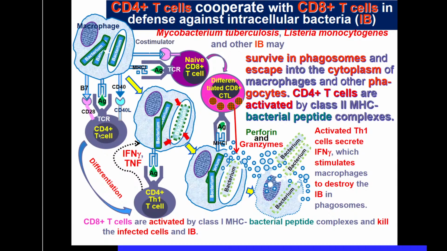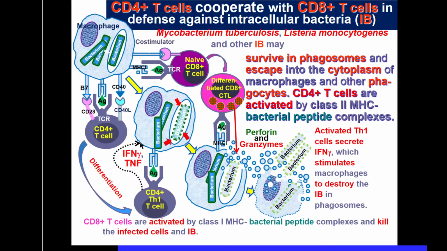The naive T helper cell replicates and its descendants are transformed to T helper type 1. Why? Because these T helper type 1 cells may be produced in the presence of cytokines stimulating these cells, and first of all, the presence of interferon gamma. Finally, T helper type 1 cells also release interferon gamma. Interferon gamma stimulates this infected macrophage to destroy phagocytosed bacteria, and these phagocytosed bacteria are ruptured, lysed.